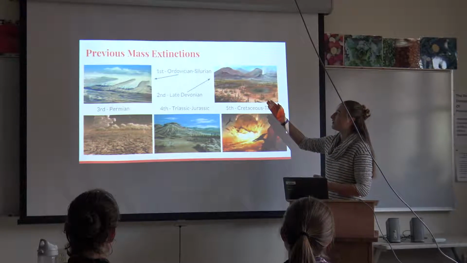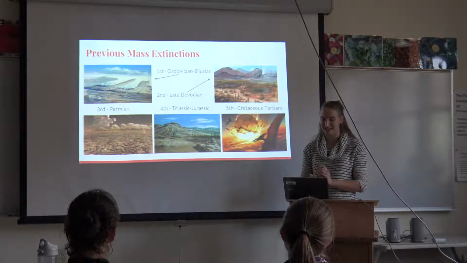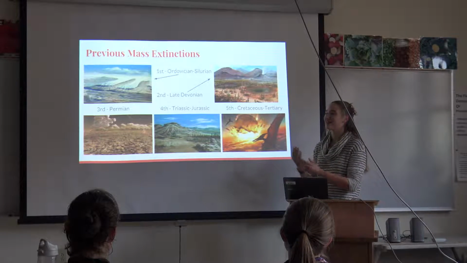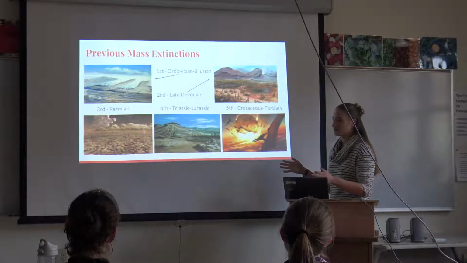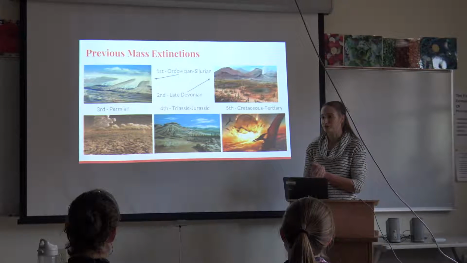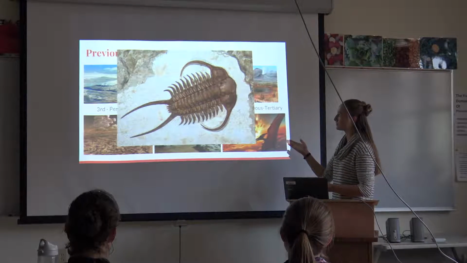There's the Ordovician-Silurian extinction, and this was the third largest extinction in history. And it separated over thousands and thousands of years, but it is classified as the first one. And it was mostly sea life, and one of the species that went extinct were trilobites, and that's a picture of a trilobite.